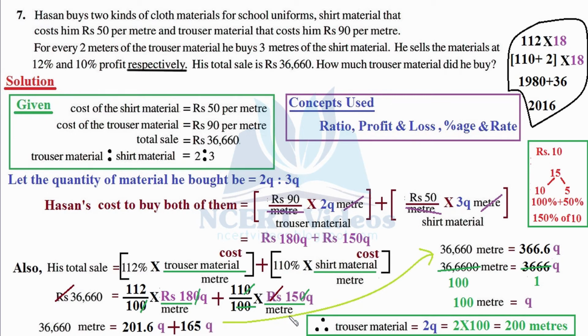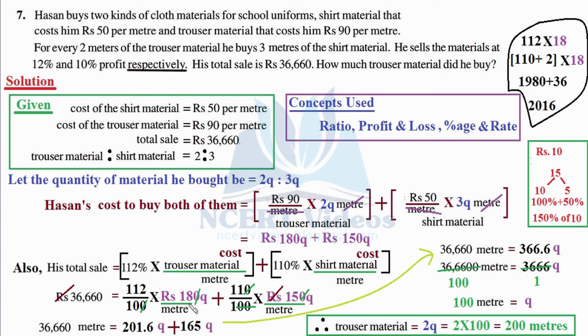Again, we are telling you, you need not write units here. We are just telling you how mathematics gets rid of all unwanted quantities and finally leads you to the answer with its actual quantity. The very important thing in this question is to keep an eye on order and write the values of the corresponding parts with their corresponding values. That is, if you write 180 with shirt material cost and 150 with trouser material cost, you will again lead to wrong direction and ultimately your answer will be wrong.